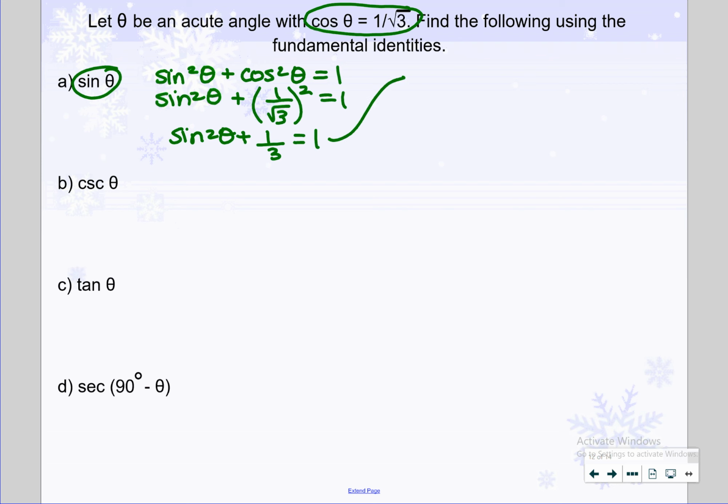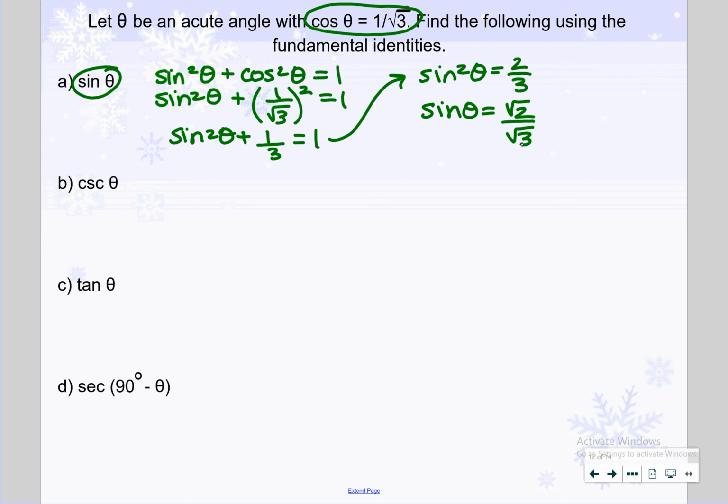So if I subtract 1/3, I'm going to get sine squared is equal to 2/3. And then I need to take the square root. We're not worried about a plus or minus right now. We're just going to say everything's positive. If I want to square root that, I can just square root the numerator and denominator separately. And then review from yesterday.